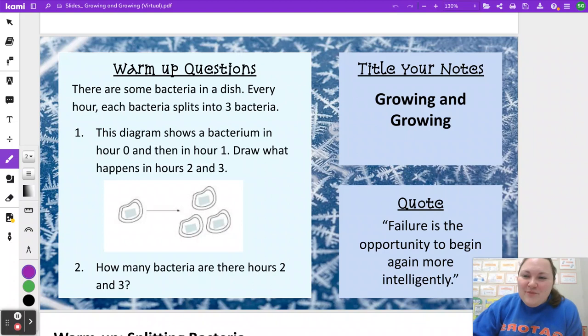All right. Our warm-up question was about bacteria, and we are told there are some bacteria in a dish. Every hour, each bacteria splits into 3 bacteria. In number 1, we're given this picture here. It says this diagram shows a bacterium. That's 1 bacteria in hour 0, so hour 0 is like our starting point. And then what happened to that 1 bacterium in the first hour. So the second picture here is hour 1. Our job is to draw what happens in hour 2 and hour 3.